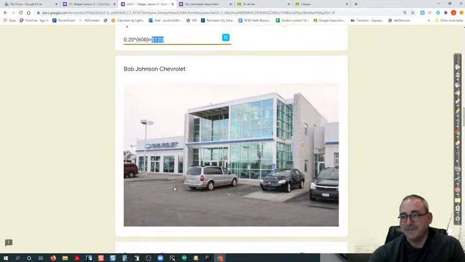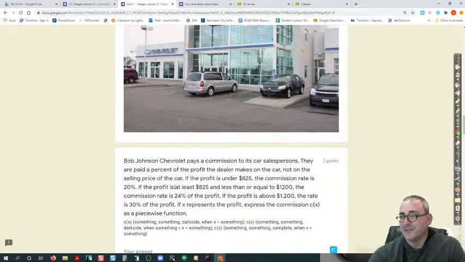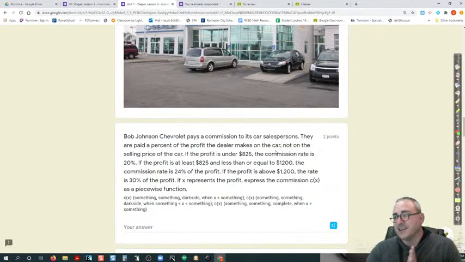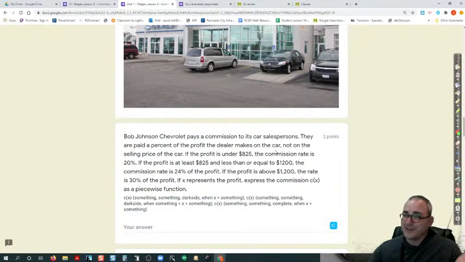Here's Bob Johnson Chevrolet. It's an auto dealership in Rochester. So Bob Johnson Chevrolet pays a commission to its salespersons. They are paid a percent of the profit the dealer makes on the car, not on the selling price of the car. If the profit is under $825, the commission rate is 20%. If the profit is at least $825 and less than or equal to $1,200, the commission rate is 24%. And if the profit is above $1,200, the rate is 30% of the profit. If x represents the profit, express the commission as a piecewise function.